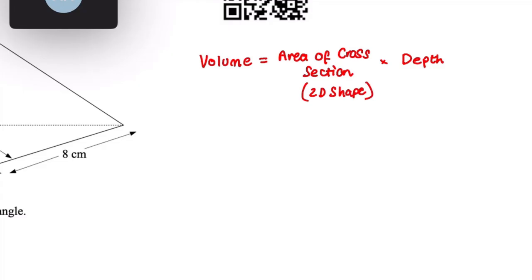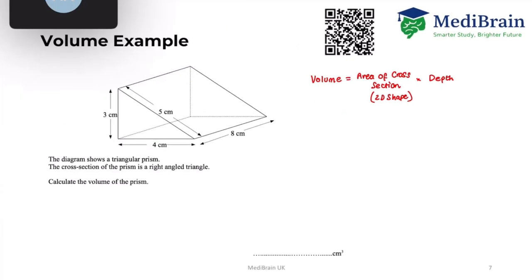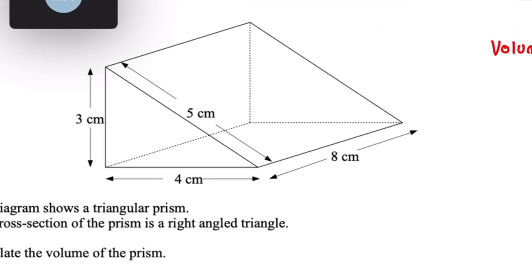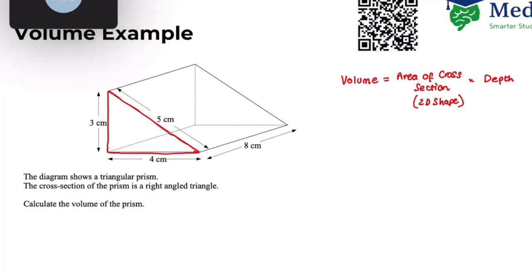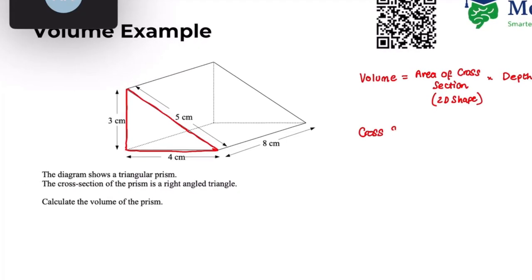So first of all, let's identify our cross section. What's the 2D shape? As you can see, the cross section is a triangle. We can see that there is a 2D shape over here, and it's a triangle. So what do we have to do? We need to work out the area of the cross section, so we're going to have to work out the area of the triangle.